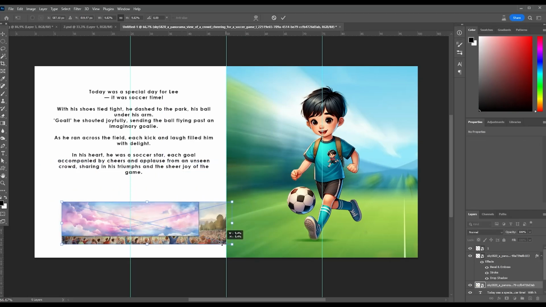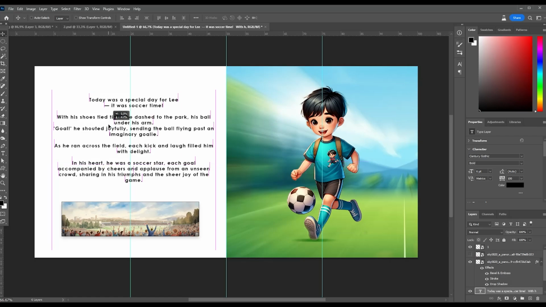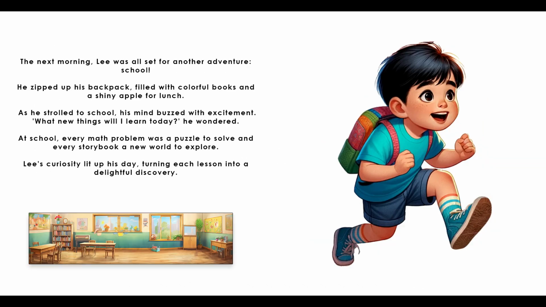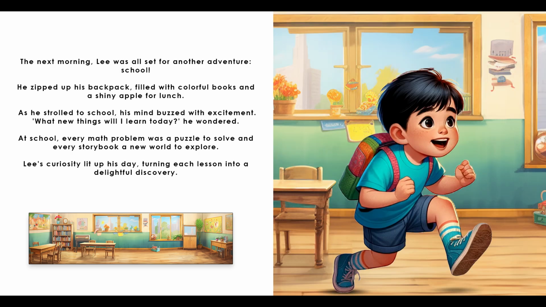Here I added some panorama illustrations at the bottom that fit the context and are relevant to the text. In this scene I added a crowd cheering because that is what our character imagines in the text. In this one we have the sky, and here I added an empty colorful classroom because it's about school. Now you can add the background separately if you like it with a colorful background. I used Midjourney to generate the backgrounds.